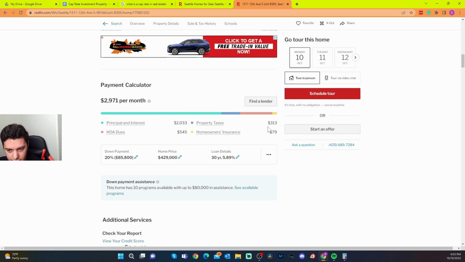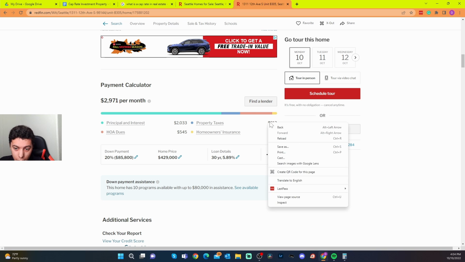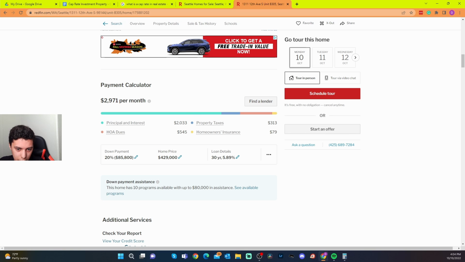And then property taxes, 313. HOAs, oh, this one has an HOA, 545. And then $79 on insurance. These numbers could change. So homeowners insurance could be $80, depending on whatever insurance company you choose. HOA dues sometimes change, sometimes they don't, depending how long you keep the property. Property taxes always change. And then every year this goes down. It's called a loan pay down. That's a benefit and advantage in real estate.